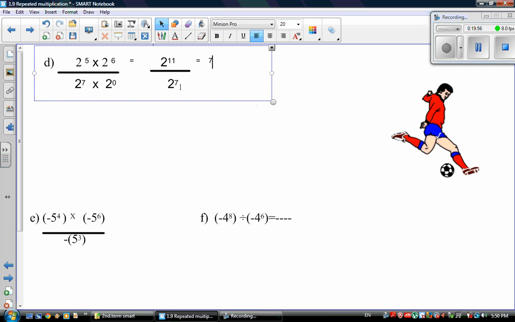The bases are the same, so keep the base as it is as usual. And then we can subtract the powers, yes, because in case of dividing equal bases, we can subtract the powers. So 11 minus 7 will be 4. We can write 4 here. We can calculate it.